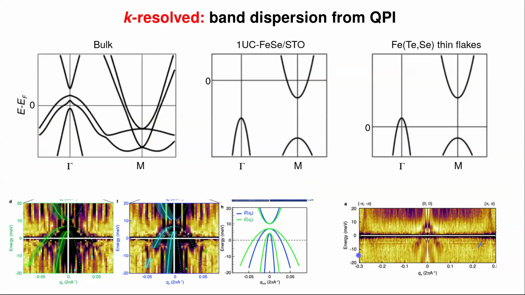Let me skip this, but show what we believe is happening in these samples. In contrast to bulk and to MBE grown films, we expect that in our samples there are slightly more holes in comparison to monolayers, where our dominant Fermi pocket is on gamma and is hole-like, and that explains all the QPI data that we obtained on this sample.